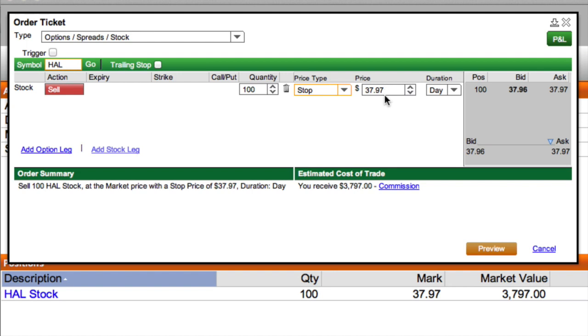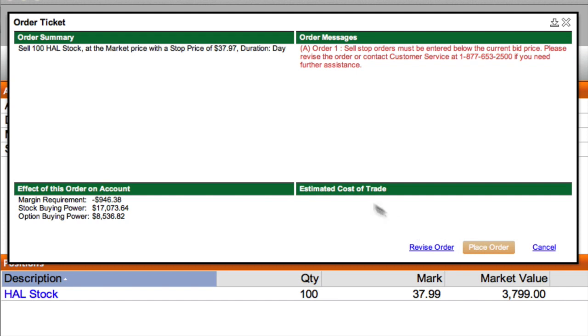Okay, so let's preview this and watch what the script says. The script says here, sell Halliburton at the market price with a stop price of $37.97. So what does that mean? It means if Halliburton drops down to $37.97, it will trigger an order to sell the stock at a market order at that price right there. $37.97 will turn into a market order. Okay, so that's how you set your stop. And then we're just going to click place the order.